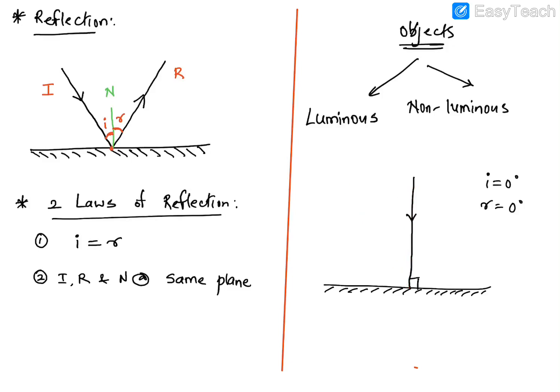So remember, this is a very important question, and usually people mess up in this. They always write 90 degree for this. Okay. Now, next thing, the kinds of reflection. There are two types of reflection: regular reflection and irregular reflection.